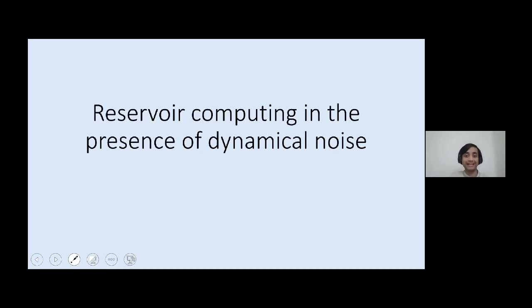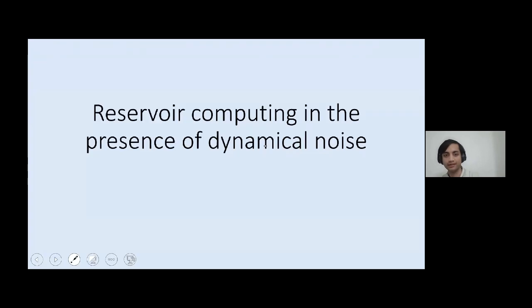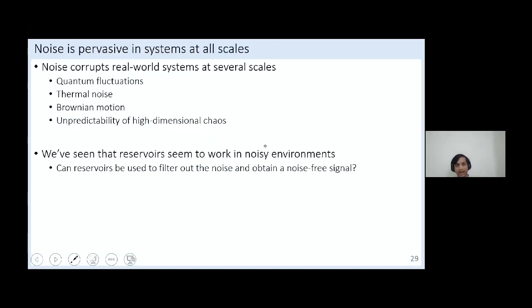And really, this is dynamical noise that we're interested in because these Poisson fluctuations are really affecting the dynamics themselves. This is not just some noise in your observations. This is really noise in the dynamics itself, right? So let's just try to understand what happens when you try to use reservoir computers with dynamical noise. So just taking a step back for a moment, what kind of noises might we be looking at, right? I mean, noise is really pervasive in systems at all sorts of scales, right?